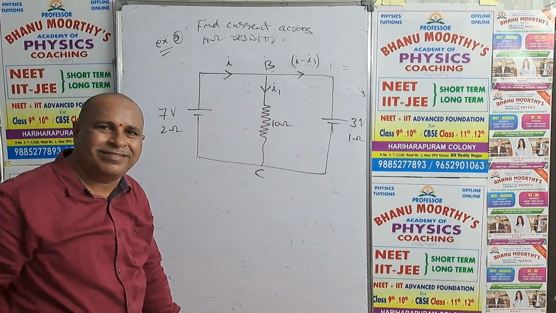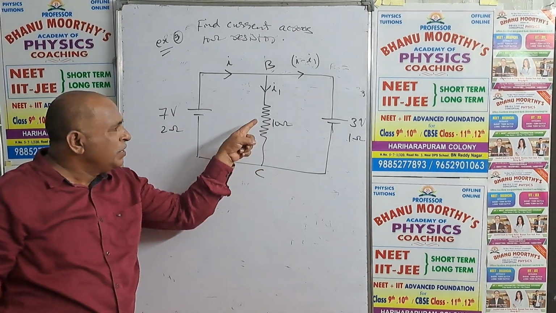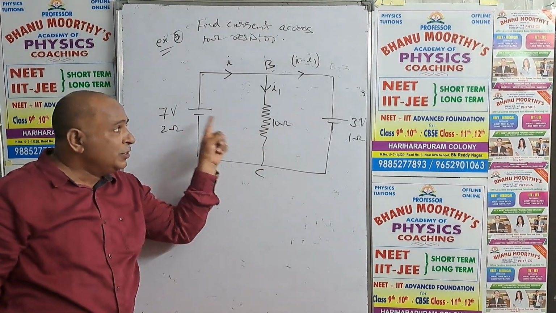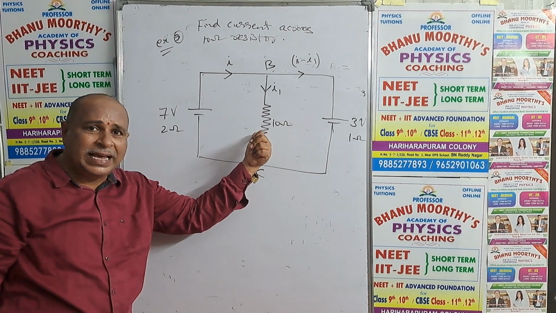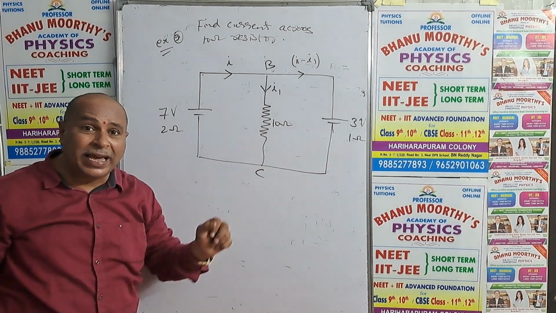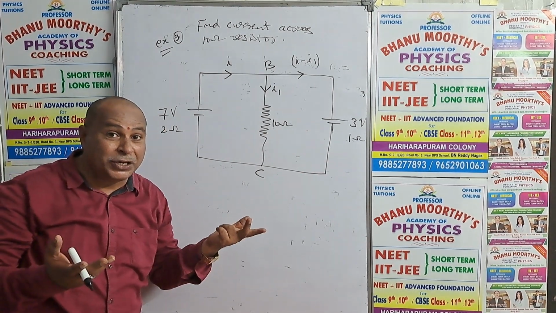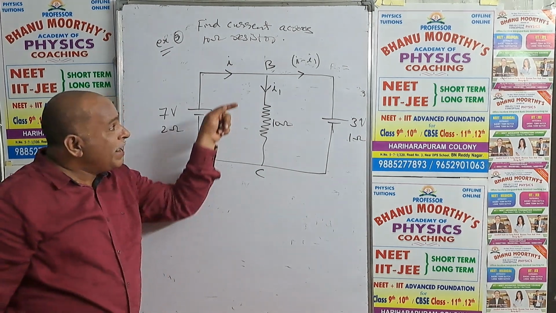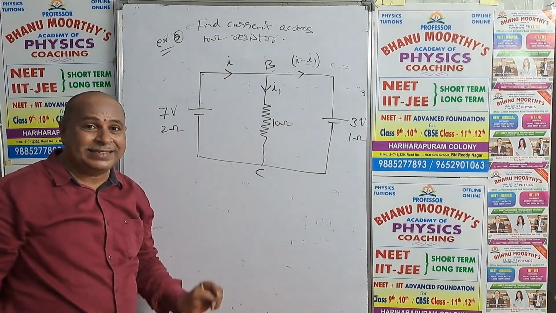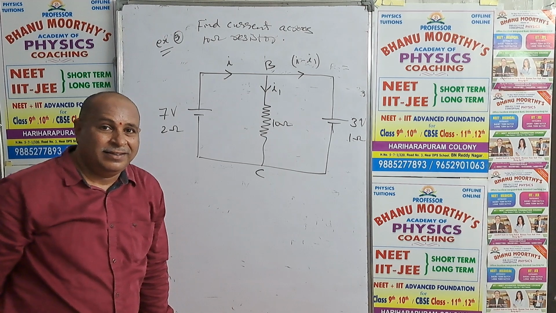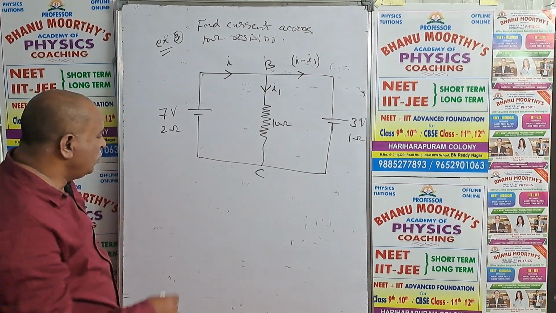This is our question. The circuit is given to you. So the 10 ohm resistor is here. Two cells are there, one resistance is there, two internal resistances are there. So it's a complicated circuit, right? So find the current through this resistor. This is the question. Now I am doing the solution.